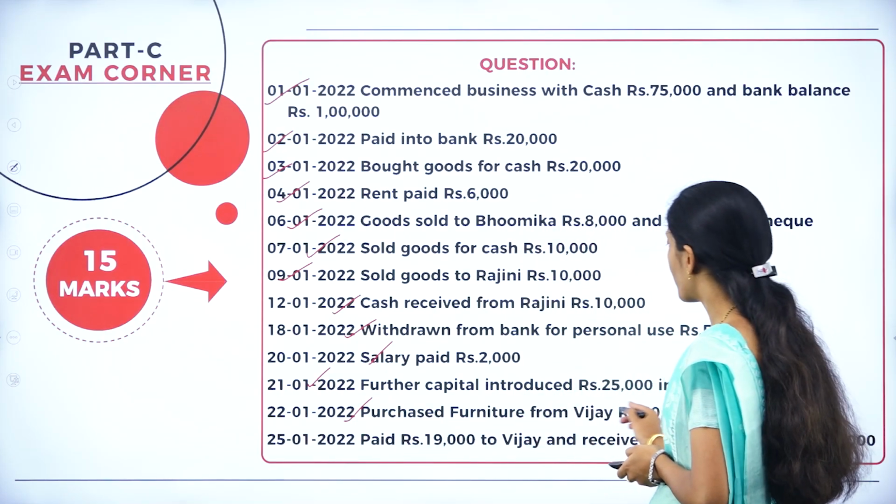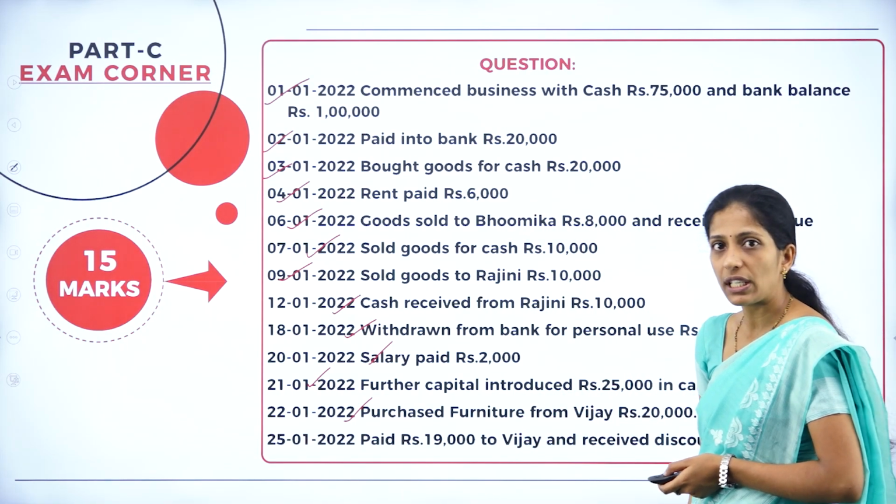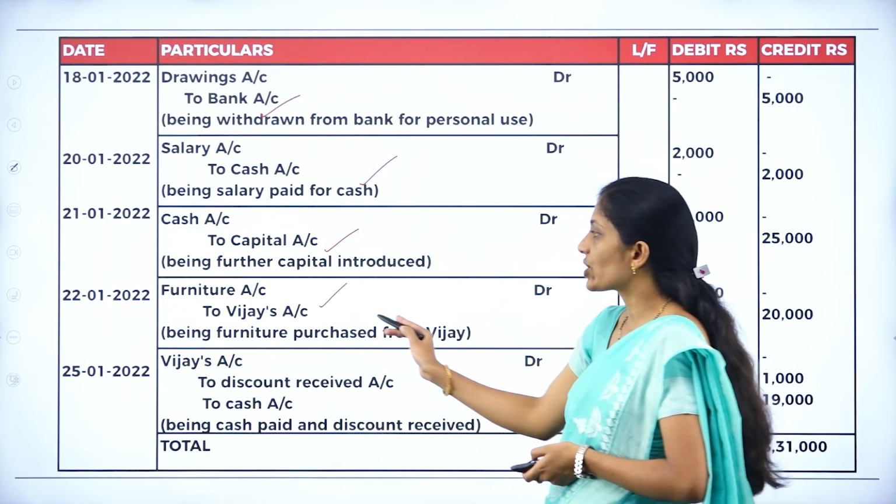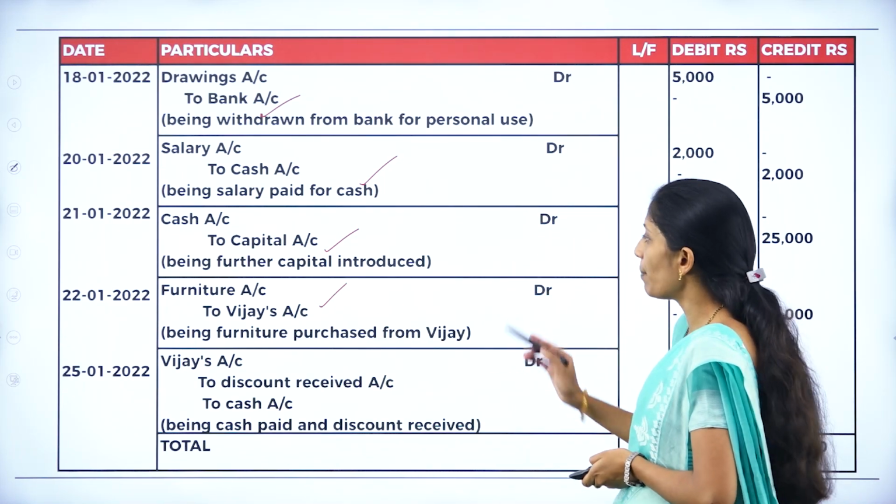Next is purchase furniture from Vijay. So furniture account debit to Vijay's account. So what is the entry? Furniture to Vijay, being furniture purchased from Vijay.